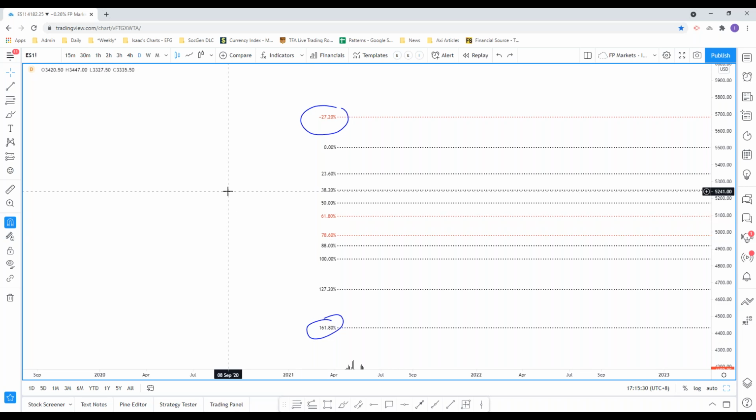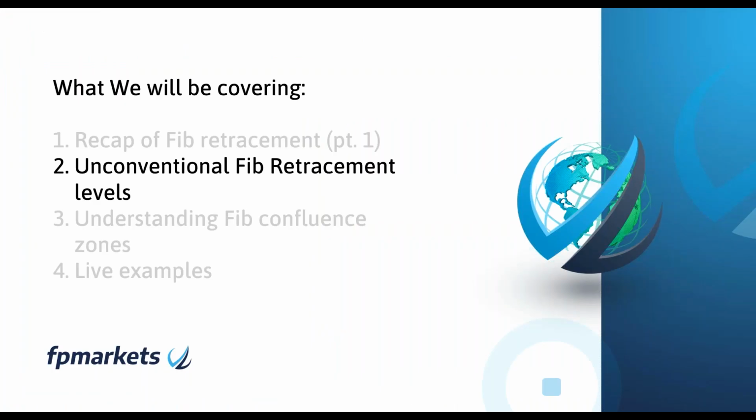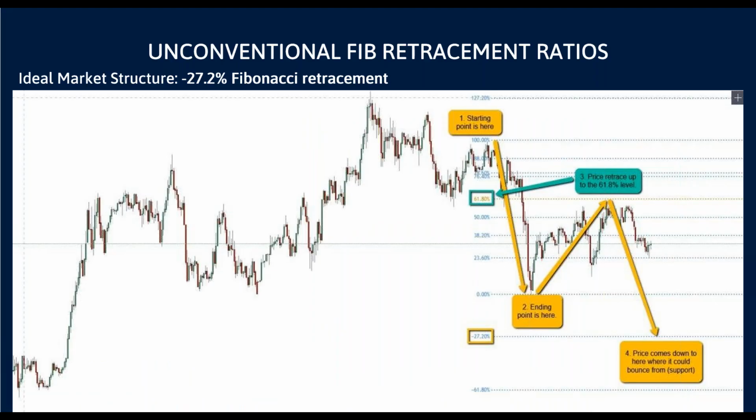So we're going to be covering the unconventional Fibonacci retracement levels. These are the levels that I'm using. Let's head back to the slides. This is an example of a chart. It can be any chart. But what is interesting here is explaining why the -27.2 Fibonacci retracement level works so beautifully. So follow the cursor over here. Let me just see the color. Okay, purple is good.